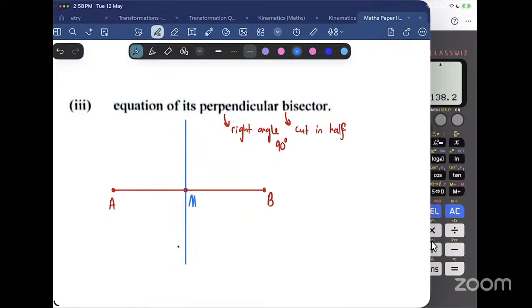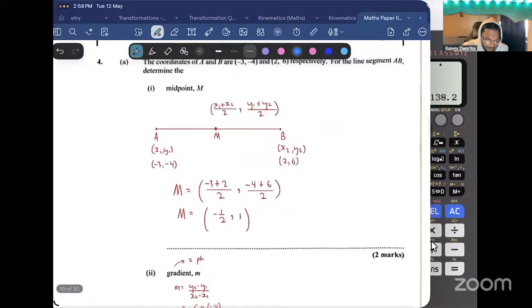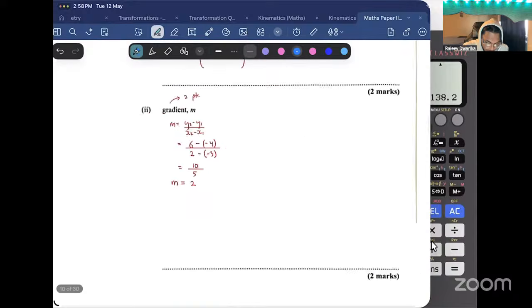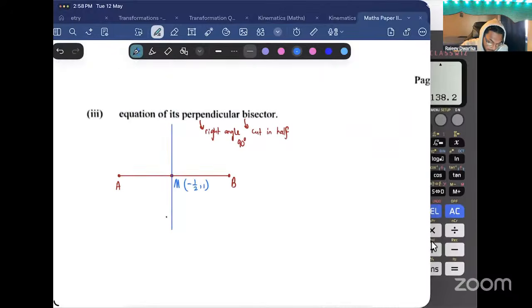The midpoint. The origin. The midpoint. The perpendicular bisector is the line that cuts the line segment in half, at 90 degrees to the line segment. So the midpoint was (-1/2, 1). That's the only point you could use, as a matter of fact.